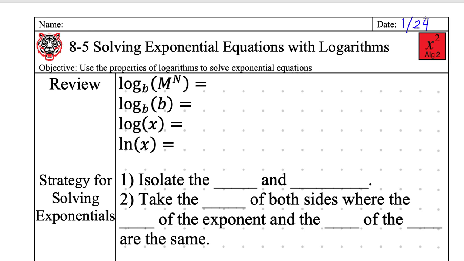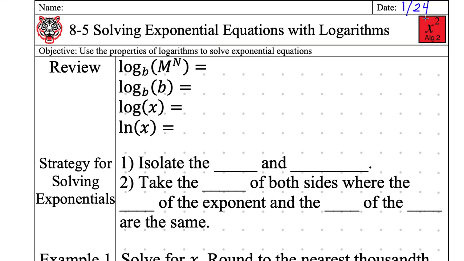Beverly had it first. Use the properties of logarithms to solve exponential equations. As a review of the main properties that we're going to be using today, if I have log base b of m to the power of n, something special happens with that power of n. India? You're going to take the n and move it in front of the log. It comes down in front of the log, so it now becomes n times log base b of m.